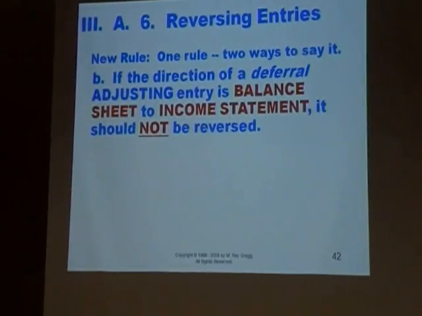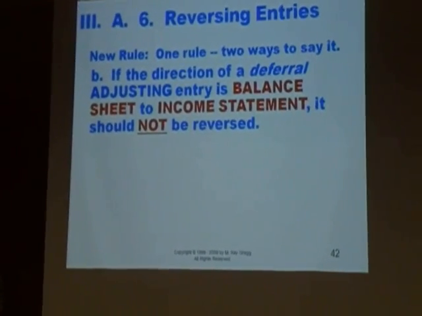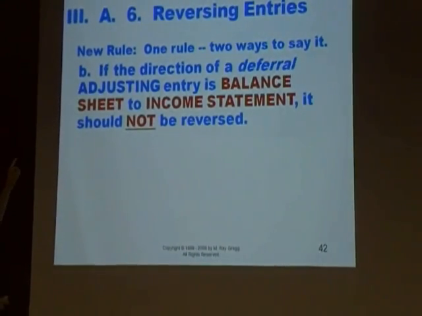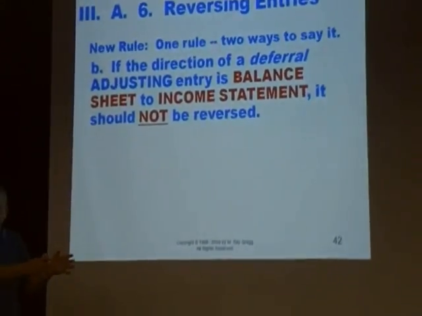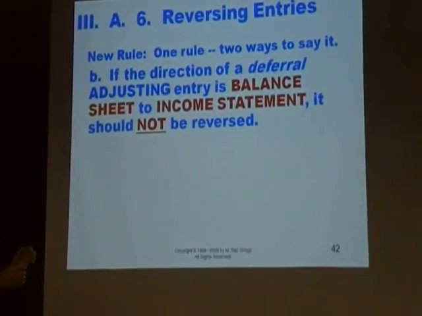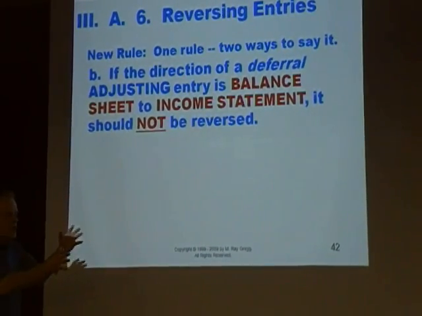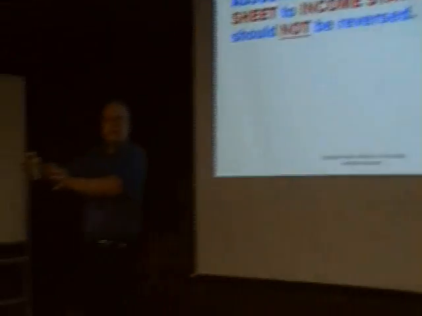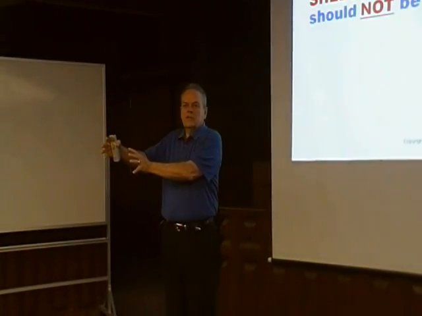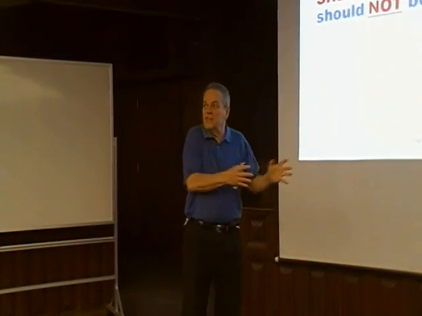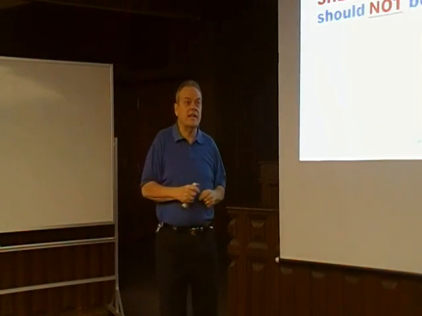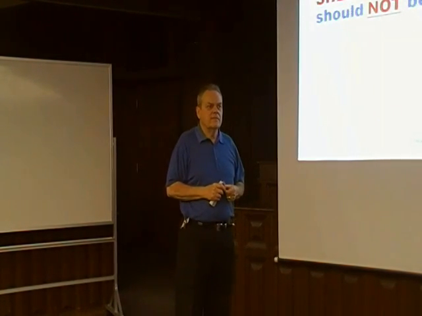The other way to say this is kind of the same thing, but just a little bit different. Some people might be able to relate to this better. If the direction of a deferral adjusting entry is balance sheet to income statement, it does not need to be reversed. It's fine. But if the direction of an adjusting entry is income statement to balance sheet, it does need to be reversed. Now, that's when we get back to exactly the same lingo as the first way I tried to say this. If an adjusting entry creates the balance in a balance sheet account, it needs to be reversed.